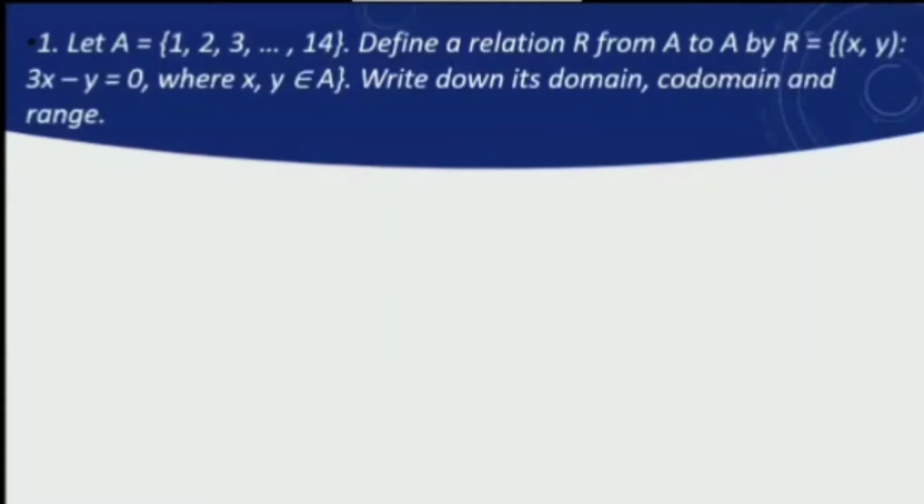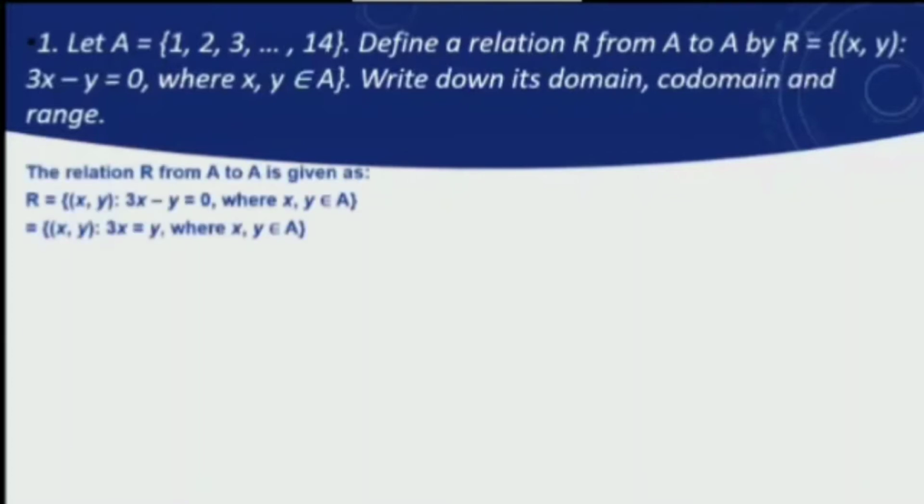Exercise 2.2. Now I am going to discuss this: A is the set of elements from 1 to 14, and define a relation R from set A to A, with ordered pairs (x, y) such that 3x minus y equal to 0, where x, y belong to A. Write down its domain, codomain and range. Okay, here the relation is 3x minus y equal to 0. So that means 3x equal to y.